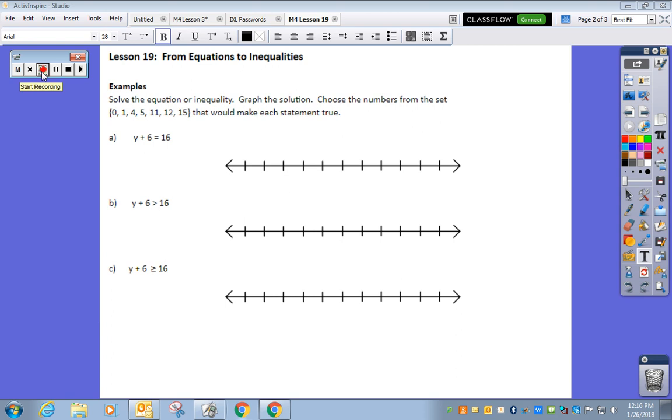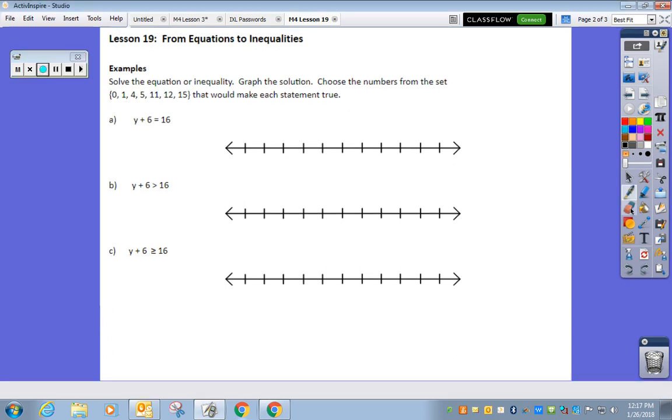In lesson 19, we're going to be moving from equations into inequalities. For the examples, it asks us to solve the equation or inequality, just as we were solving our addition, subtraction, multiplication, division equations before. Then we're going to graph the solution, which we'll see how to do. We're going to choose numbers from the set that's given to us right here that would make each statement true. So we'll see what that looks like.